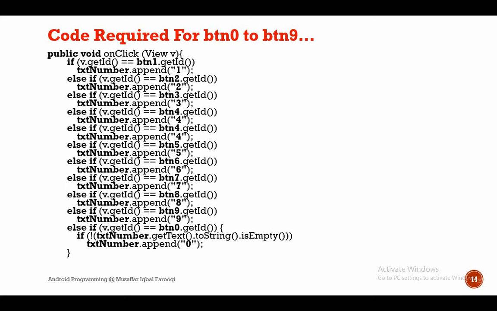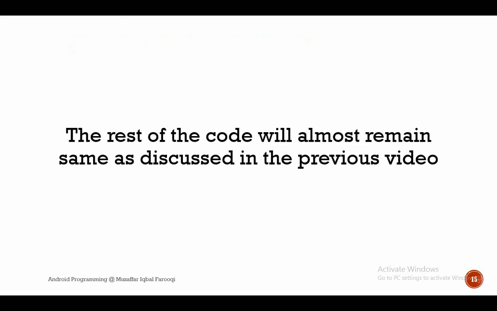In the previous video, you might remember that, for every single button, separate OnClickListener was set, which makes the code lengthy and a bit complex. But if you have a number of buttons to handle, then the current method can be used to make the code short and simple. The rest of the code will almost remain same, as discussed in the previous video.